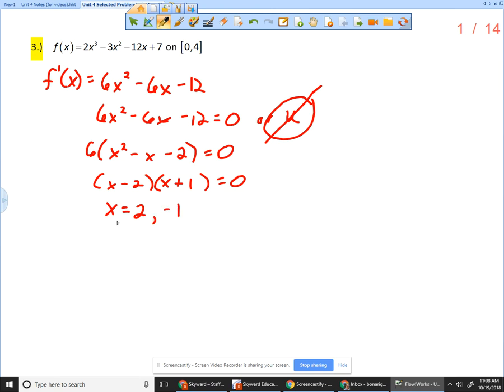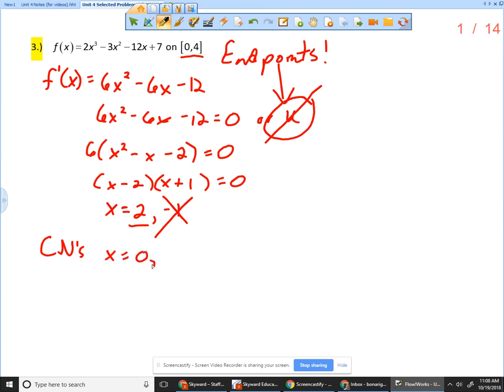All right, so now, first thing you want to do is make sure, are those actually on the interval? So are 2 and negative 1 in between 0 and 4? Well, the answer is no, negative 1 is not. All right, so x equals 2 is between 0 and 4. Now, don't forget about endpoints. That's what people a lot of times forget. Endpoints, right? That is where the derivative is undefined. So remind yourself of that. So what are the critical numbers? A lot of times I just refer to them as CNs. They are x equals 0, x equals 2, and x equals 4.